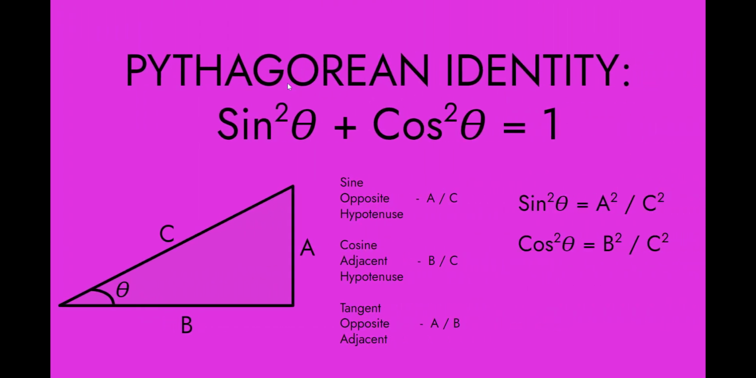Now we're going to introduce the Pythagorean identity: sine squared of theta plus cosine squared of theta equals 1. So we're going to start off with these two equations: sine squared theta equals a squared over c squared, because that's what the ratio of sine is, a over c. And if we square sine, we have to square the ratio. The same with cosine. Cosine squared equals b squared over c squared.